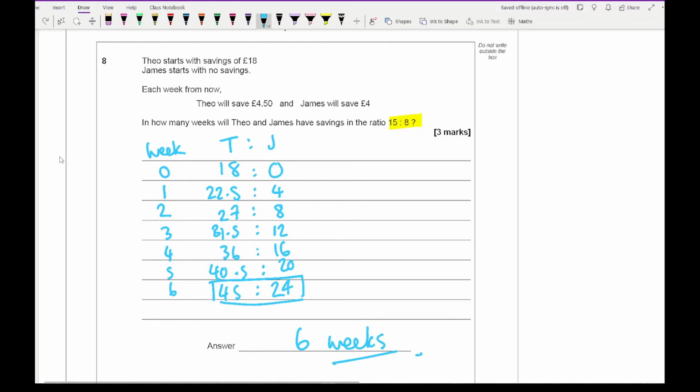And again, what you want to do, if you're not sure about where that's come from, is just do 15 to 8 and then just do the multiples of that, and then try and find one where it matches, and that's where it does.